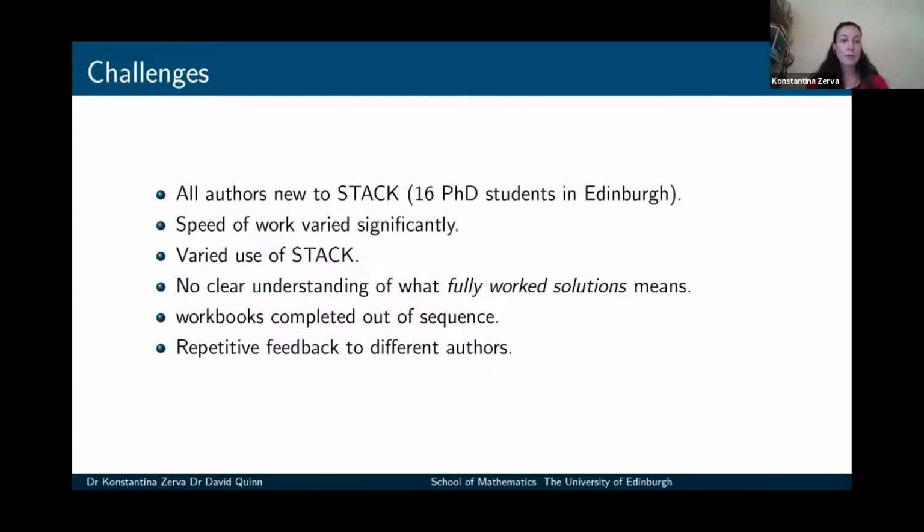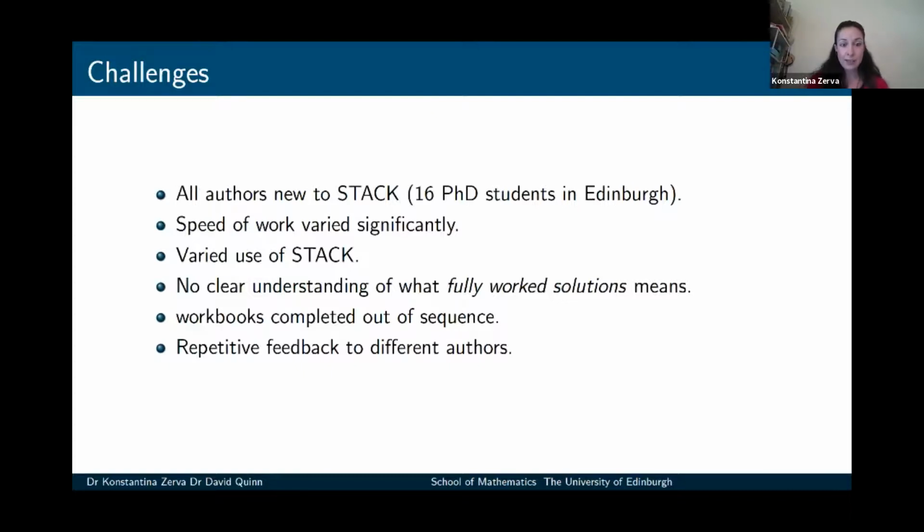So creating the HELM workbooks was a challenging process. All authors were new to Stack. From the University of Edinburgh, we had 16 PhD students working on that. So the speed of working varied significantly. Some students were hired part-time on that, and they were also involved in other projects on ACID. So it wasn't only making the HELM workbooks.